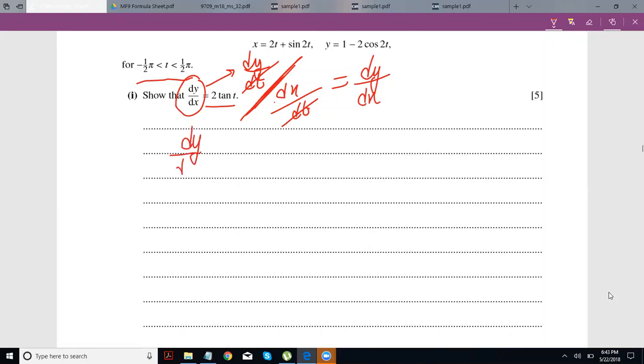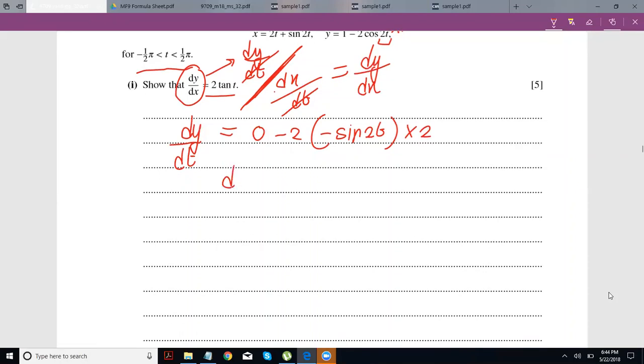So dy over dt, calling your attention to this particular equation: the differential of 1 is just 0. The differential of minus 2 cos 2t: the differential of cos is minus sine, so minus sine 2t. And what you have inside the bracket, 2t, its differential is multiplied in. So the differential of 2t would be 2. That will also be multiplied, giving you a dy over dt value of plus 4 sine 2t.